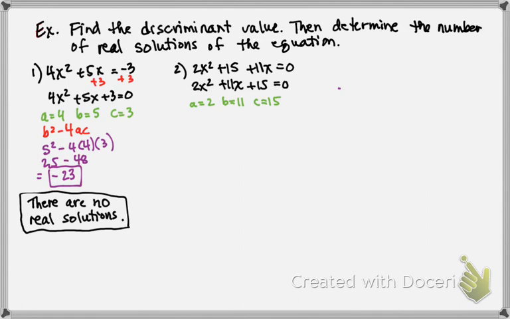We're going to substitute that into the radicand of the quadratic formula. And we're going to get 11 squared minus 4 times 2 times 15. So we get 121 minus 120. Look at that. So we get the answer is 1. That's a positive number. So if it's positive, then we say there are 2 real solutions.